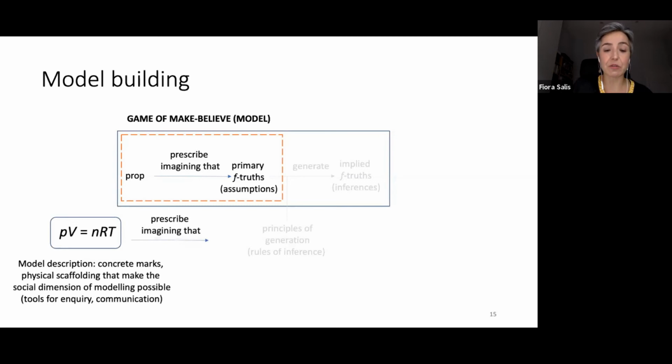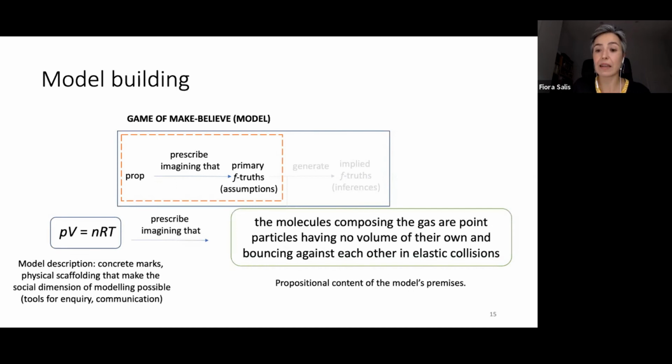It prescribes imagining that, in our case, the molecules composing the gas are point particles having no volume of their own and bouncing against each other in elastic collisions. Now, these are the model assumptions. But these prescriptions to imagine specify the propositional content of the model's premises, of the model's assumptions. So a model, when we build it, is a kind of complex object that is constituted by the model description and its propositional content. This is what we are going to use for explaining model building.